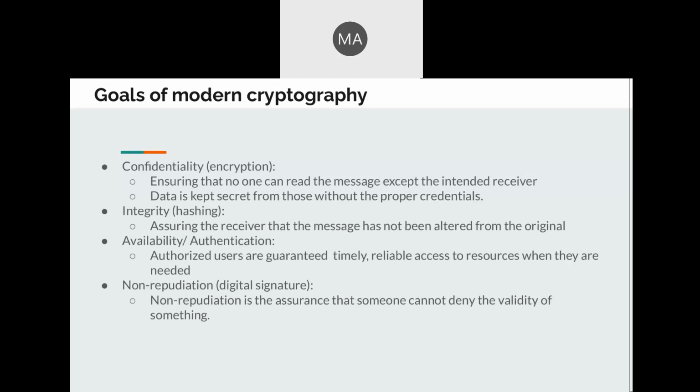So, goals of modern cryptography. In today's computer world, cryptography serves many crucial things like confidentiality, integrity, availability, non-repudiation. Confidentiality is the assurance that only the intended recipient of the message can read the message, and any third party without proper authorization should not gain any information from the encrypted message. And integrity is the assurance that a piece of information has not been altered. This purpose is achieved using message authentication codes and cryptographic hash functions.